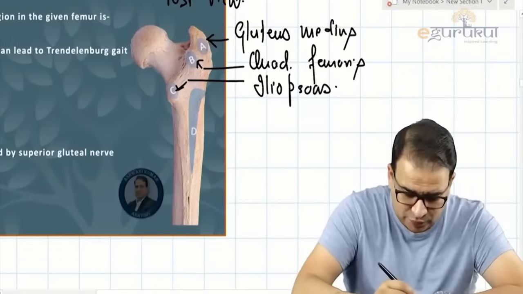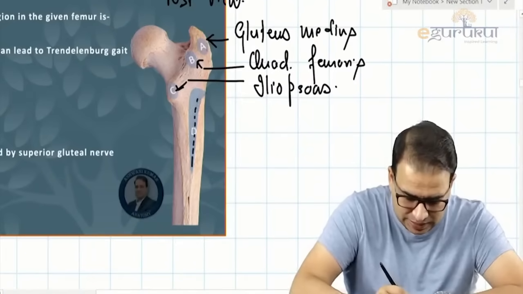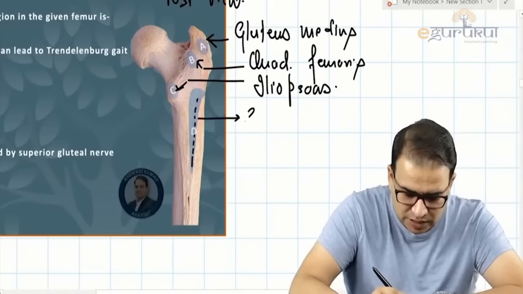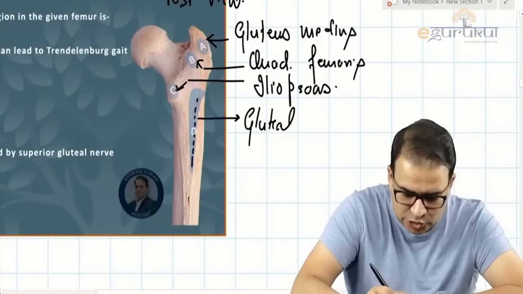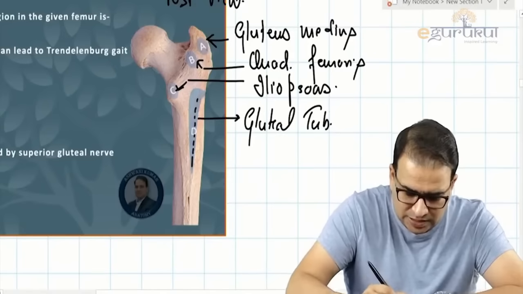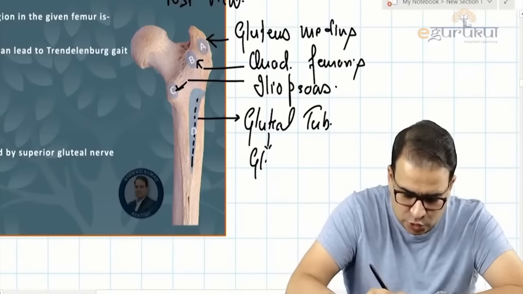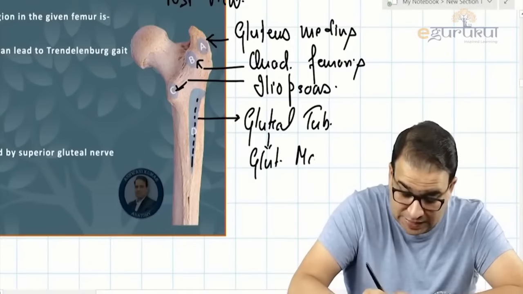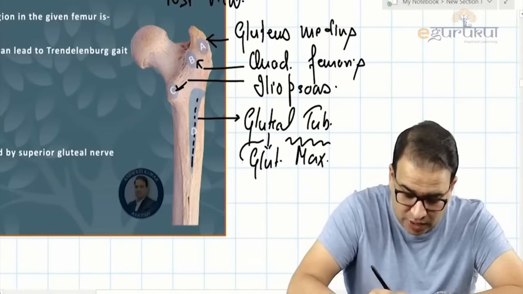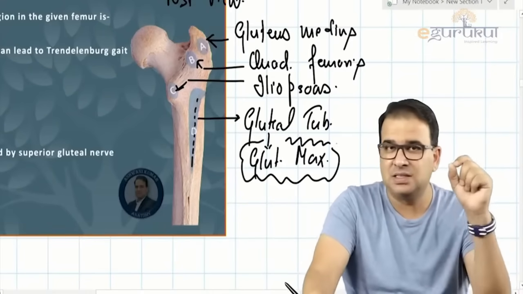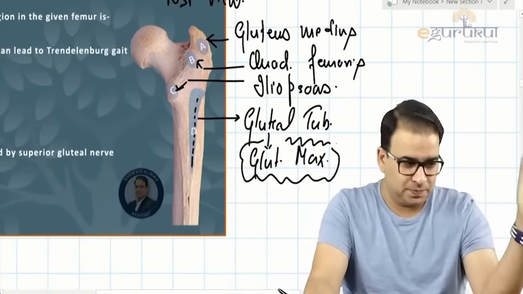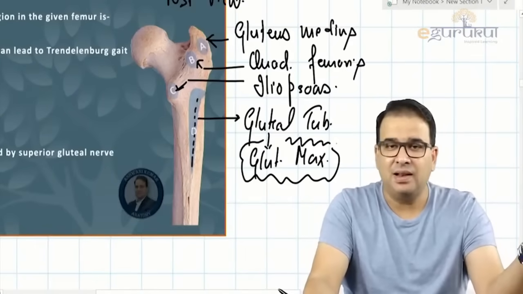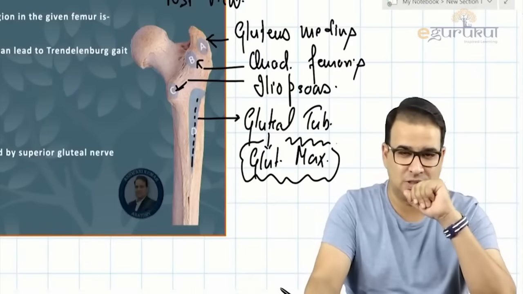What you see extending from the greater trochanter downward toward the linea aspera, this tuberosity here, is called the gluteal tuberosity. And guys, this gluteal tuberosity gives insertion to the gluteus maximus muscle. The largest muscle in the human body has its main insertion on the iliotibial tract and also on the gluteal tuberosity.